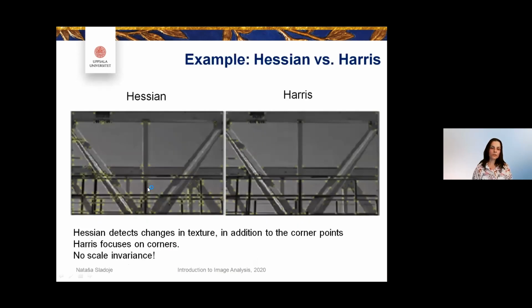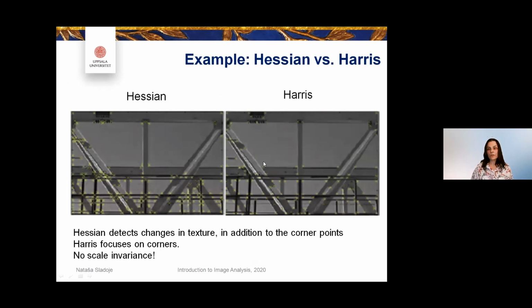And here is a comparison of performance of the Hessian and Harris detectors on this image. We see that Hessian detects more points. Some of them are not corner points, but some, let's say, points with strong textural changes. Harris focuses on the corner points as expected.